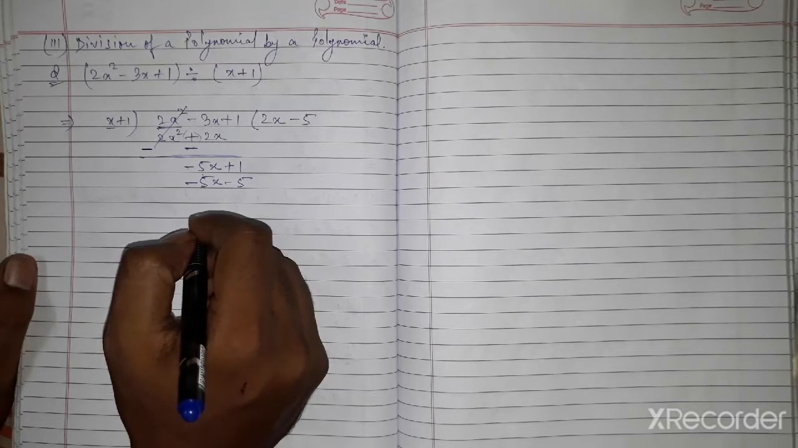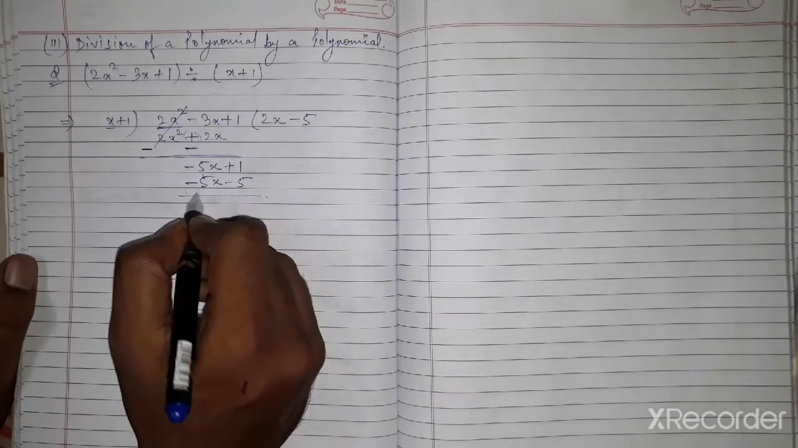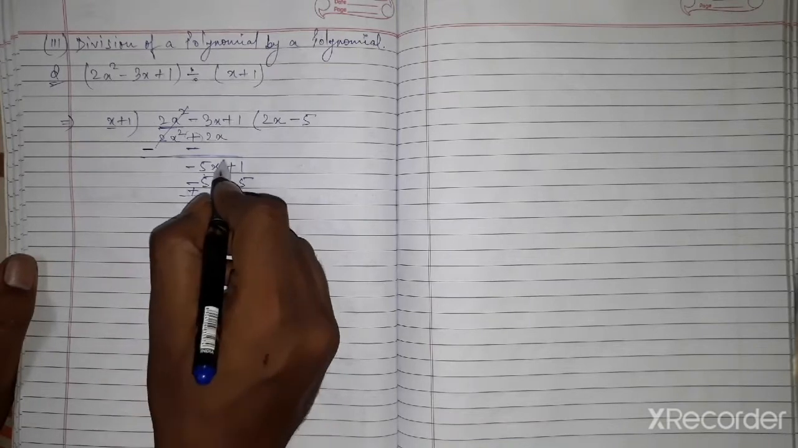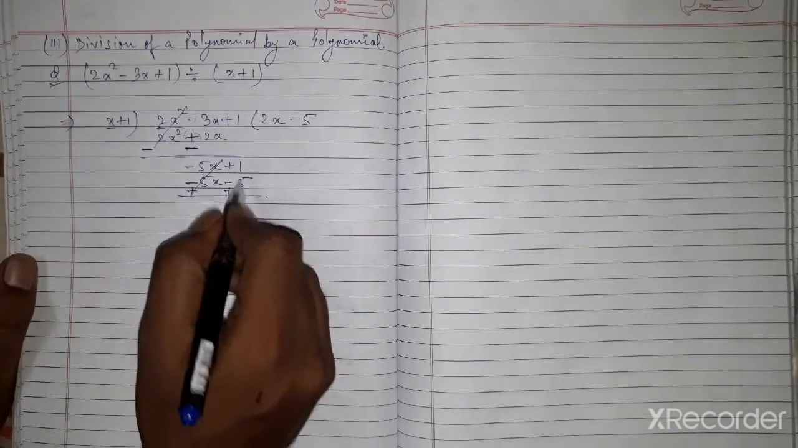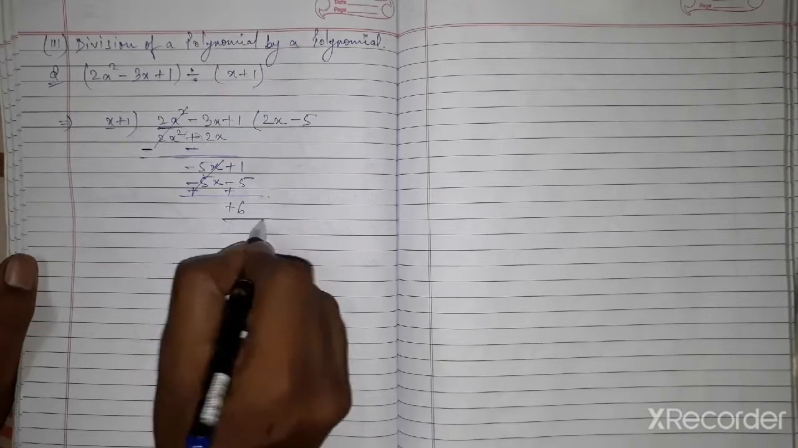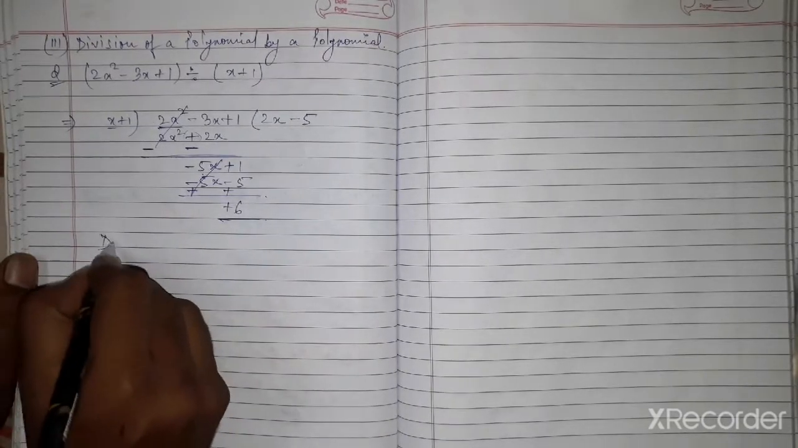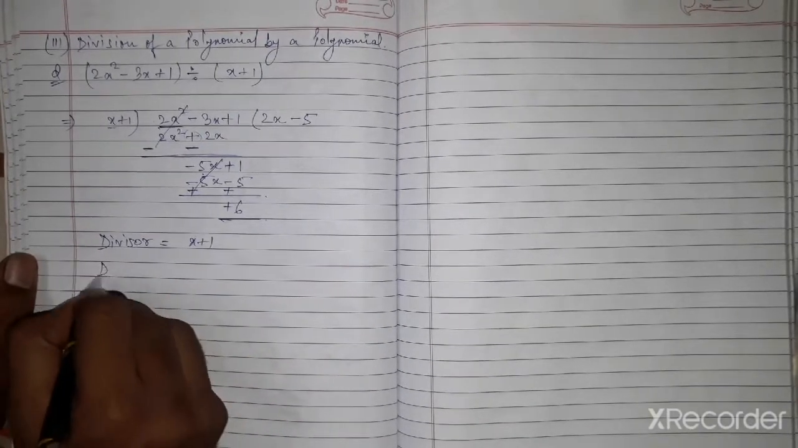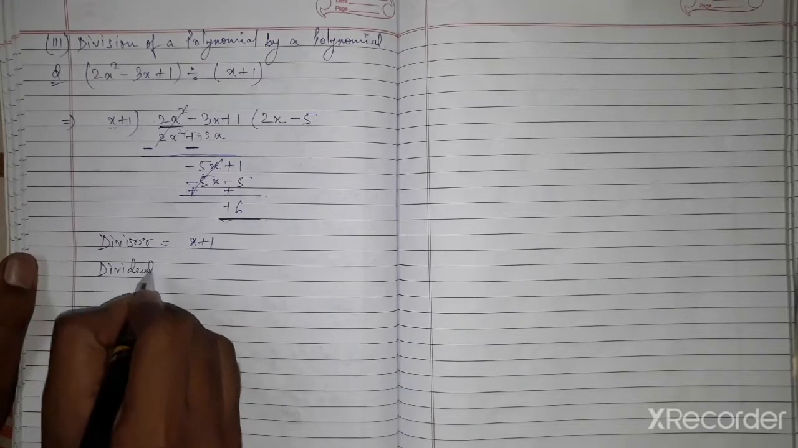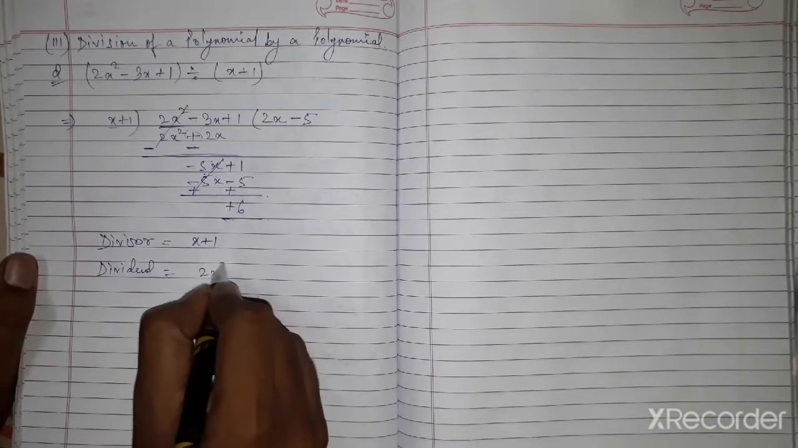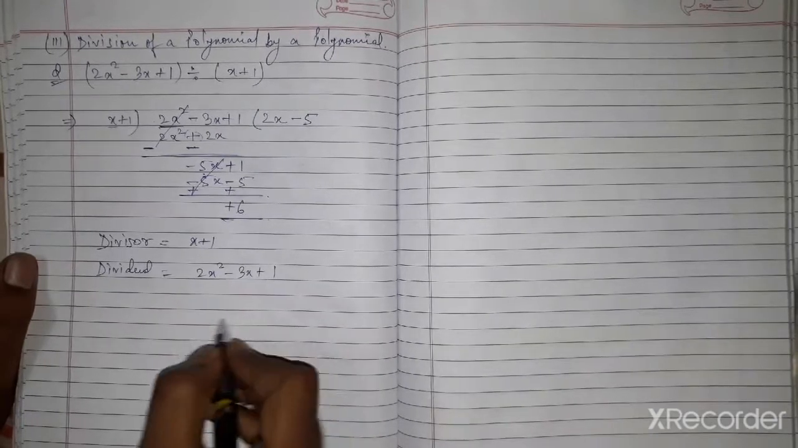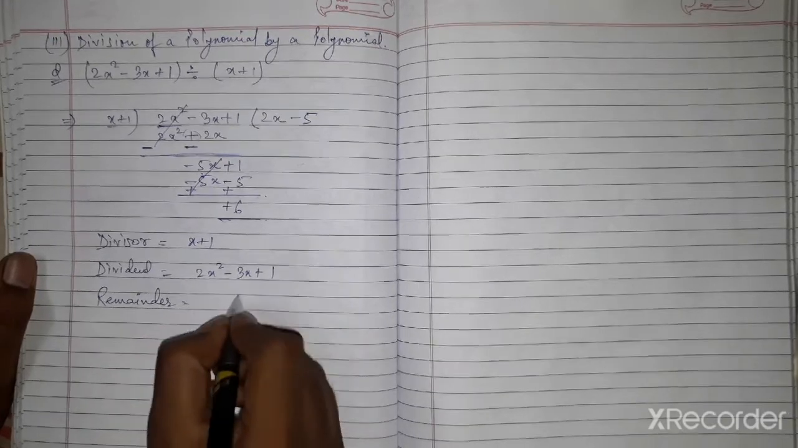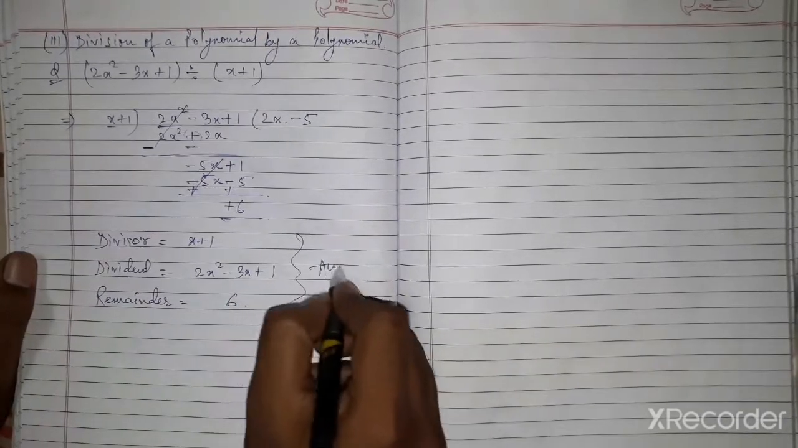So my final answer will be, I will change the sign once again, it becomes plus, it becomes plus. So here it cancels out, and here it becomes plus 1 plus 5 becomes plus 6. So you can write it here, the divisor, that is x plus 1, dividend, that is 2x square minus 3x plus 1, and my remainder, that is 6. So this will be my answer.